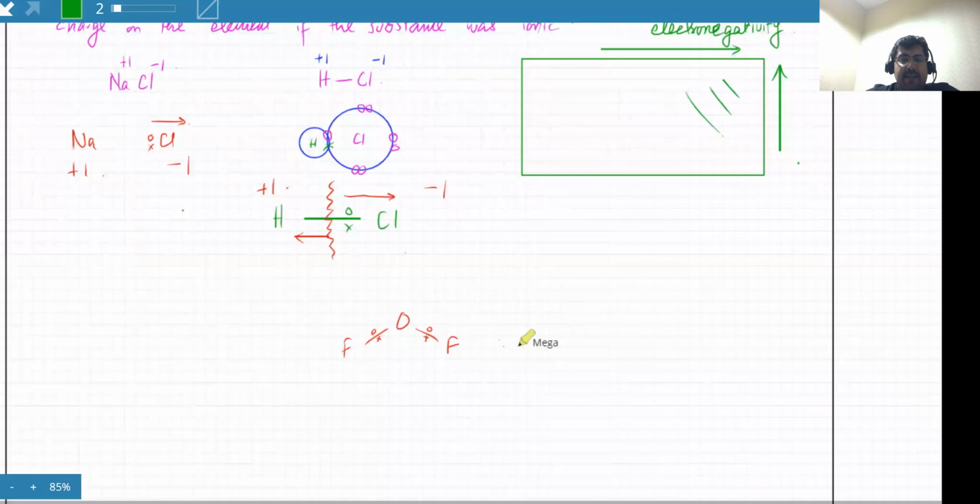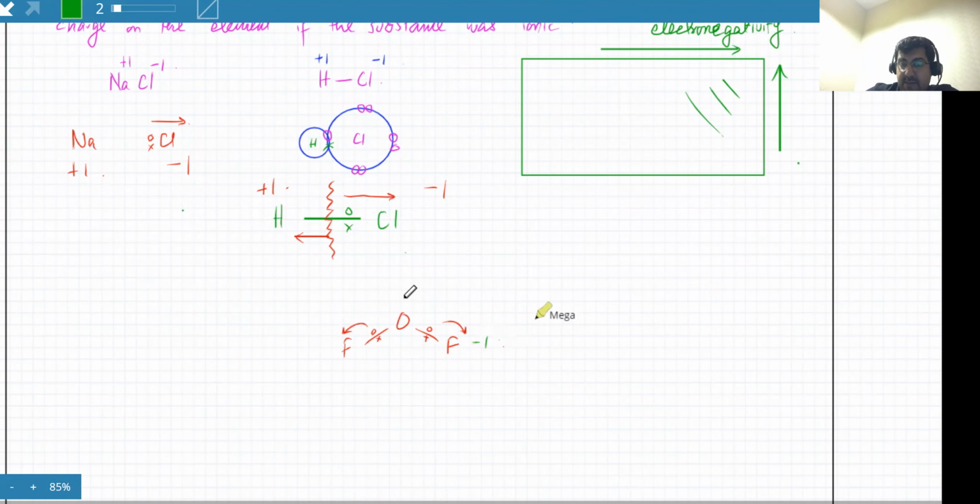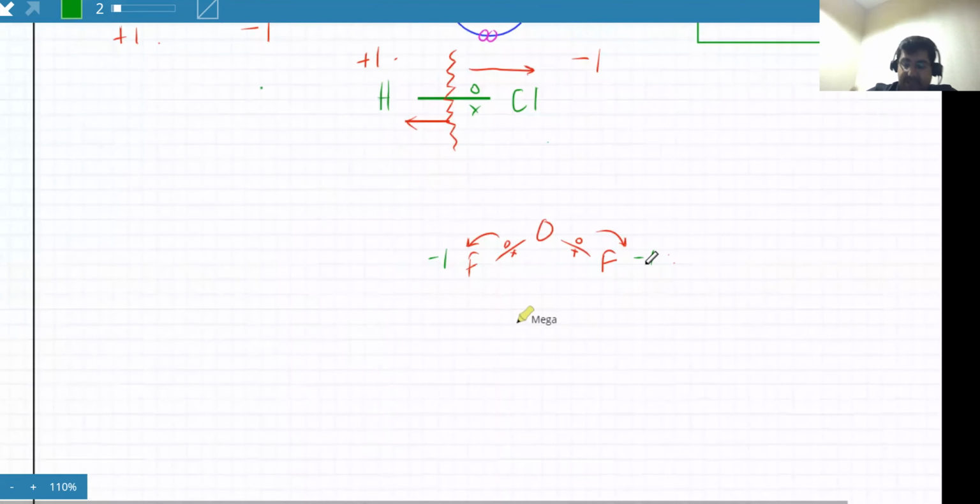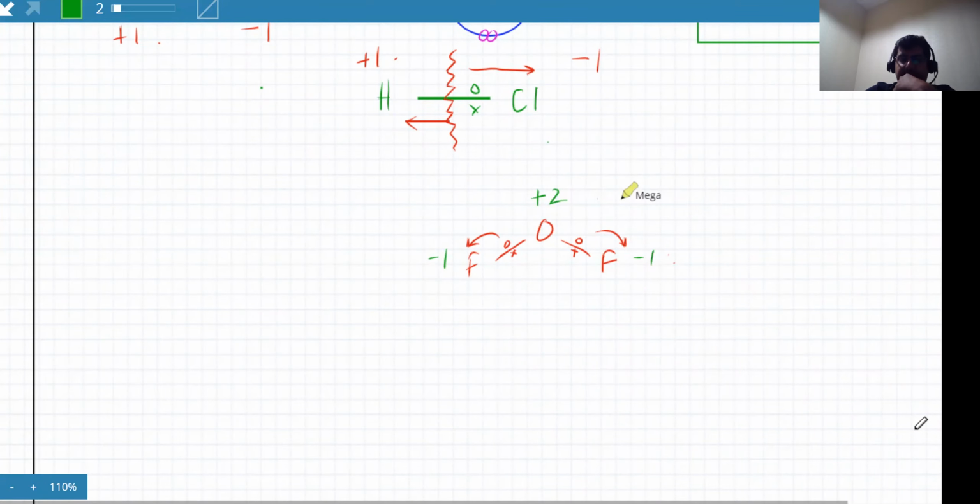So that means whatever tug of war that's happening over here, the electrons would be slightly closer to these fluorine atoms. So that means each fluorine would be -1. One of the electrons is its own electron, so that doesn't count. It's gaining one extra electron from oxygen, so that's -1. And oxygen in the middle would be losing one electron to this fluorine and one electron to this other fluorine. So oxygen over here has a charge of +2. So is this clear? I mean, the idea is clear.